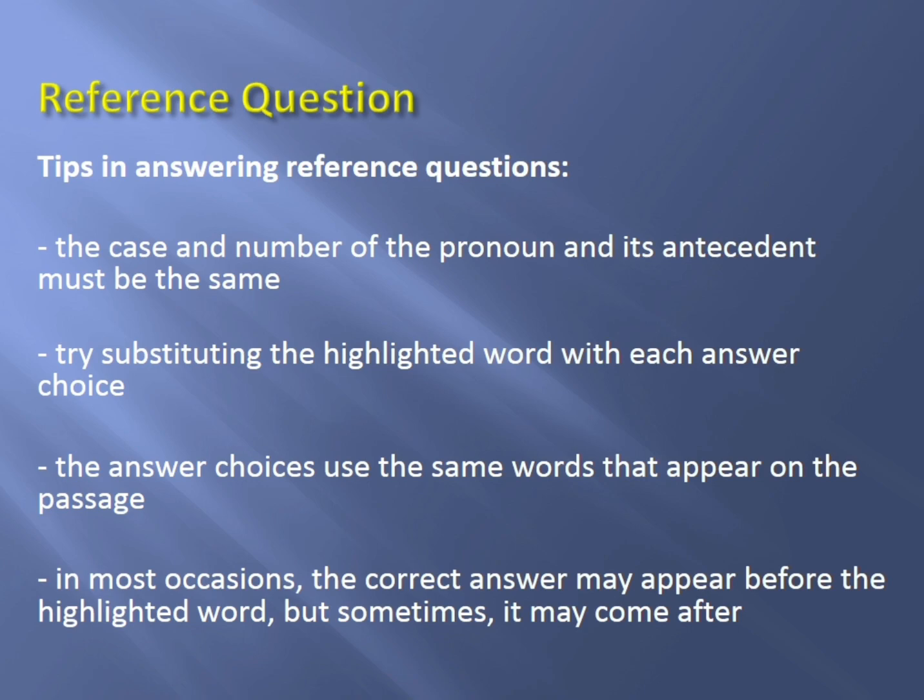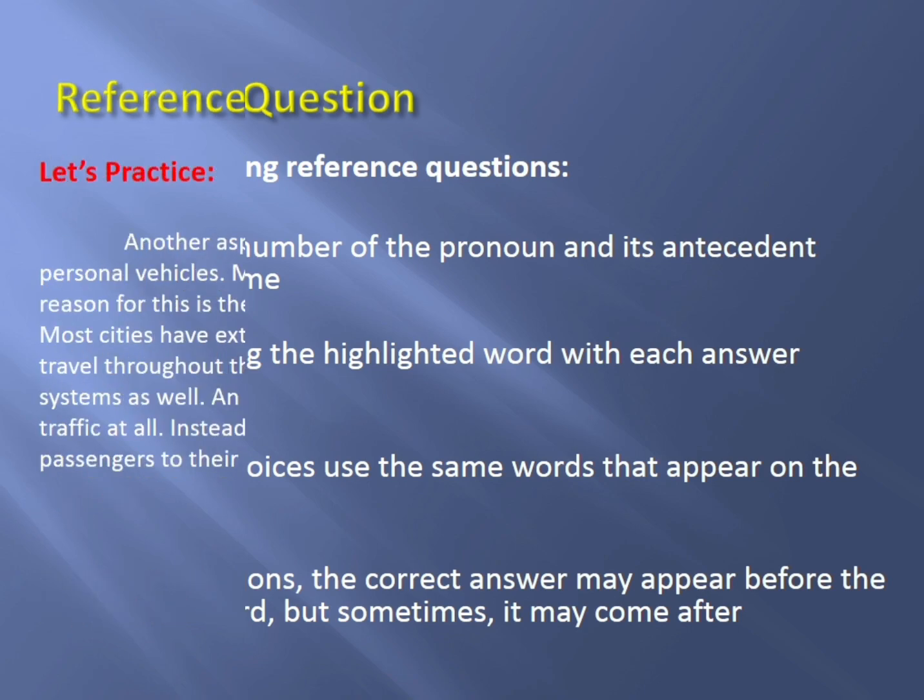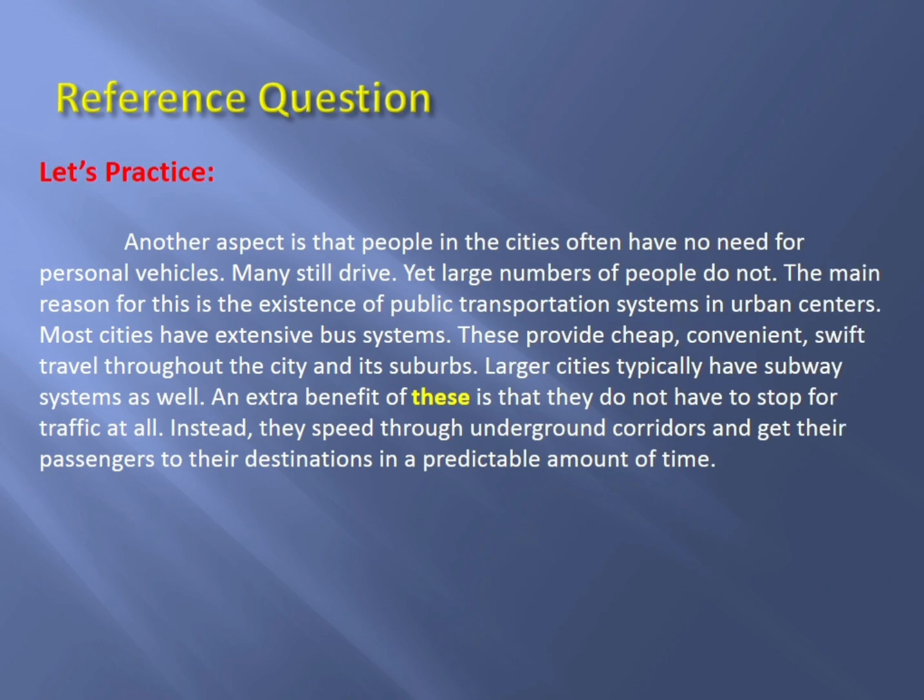It is again time to practice what we learned. Here is a part of a reading passage. It says, another aspect is that people in the cities often have no need for personal vehicles. Many still drive, yet large numbers of people do not. The main reason for this is the existence of public transportation systems in urban centers. Most cities have extensive bus systems. These provide cheap, convenient, swift travel throughout the city and its suburbs.